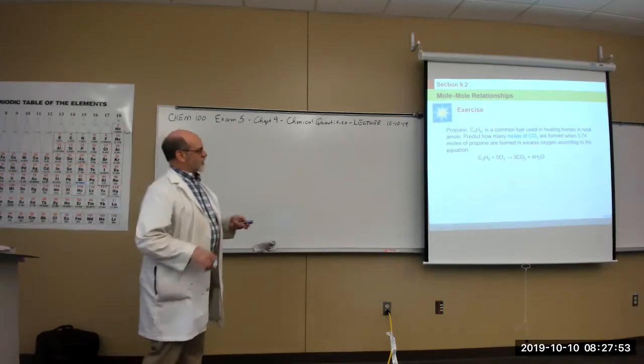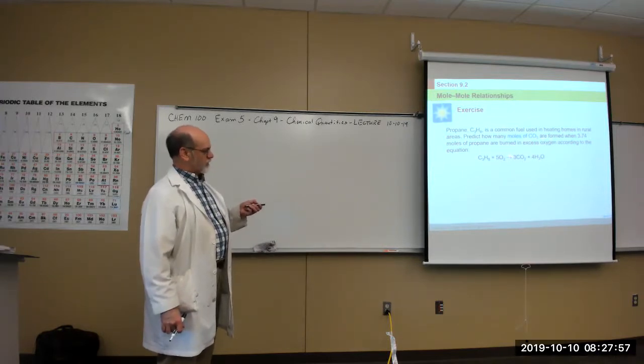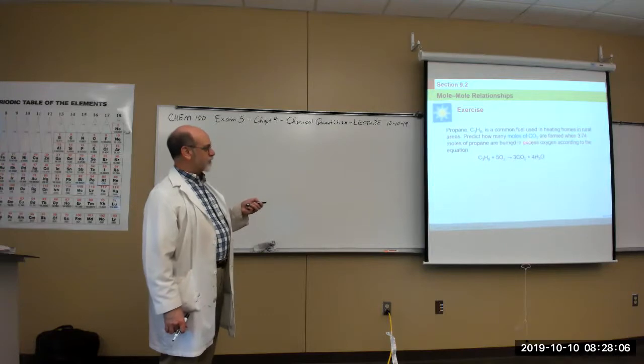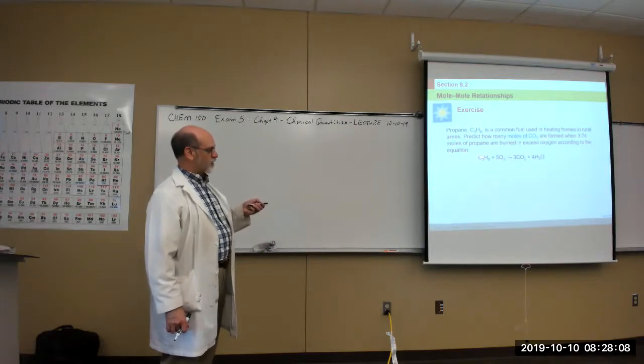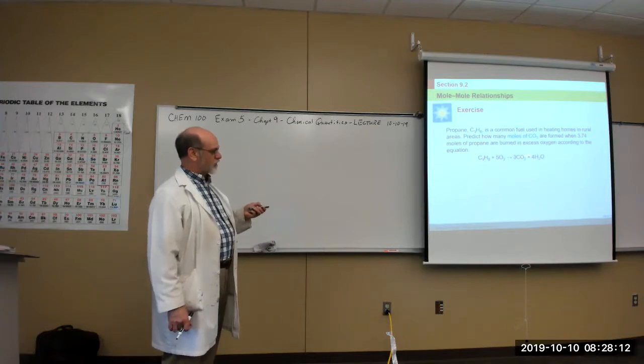Then we look at the question. How many moles of carbon dioxide are formed? So that's the unknown. That's where we're headed. We want to know how many moles of that one. Where are we starting from? 3.74 moles of propane. So 3.74 moles here. We need to convert that to carbon dioxide.